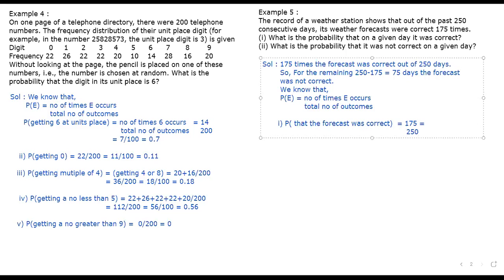So this becomes what? 25. How many is that? 25 sevens. 25 tens. Can you understand this? What I'm doing? Yes. 0.7.